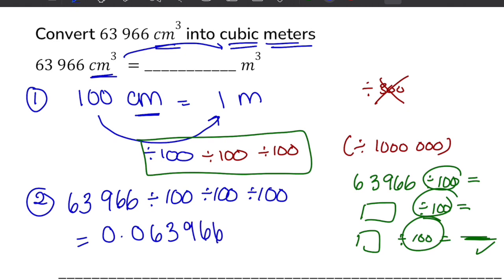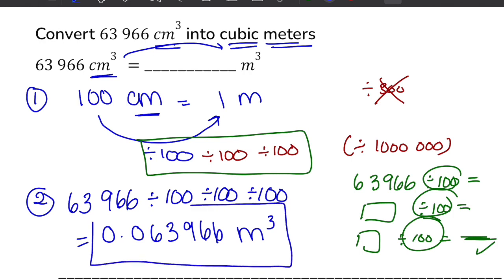All right, so this is the answer that you should have, and the unit is meters cubed. You have to put the units. We're working with measurement. We need to know what unit we are measuring, right? So you should always put the units. All right, so this is the final answer, folks. And this is how we convert units of volume.